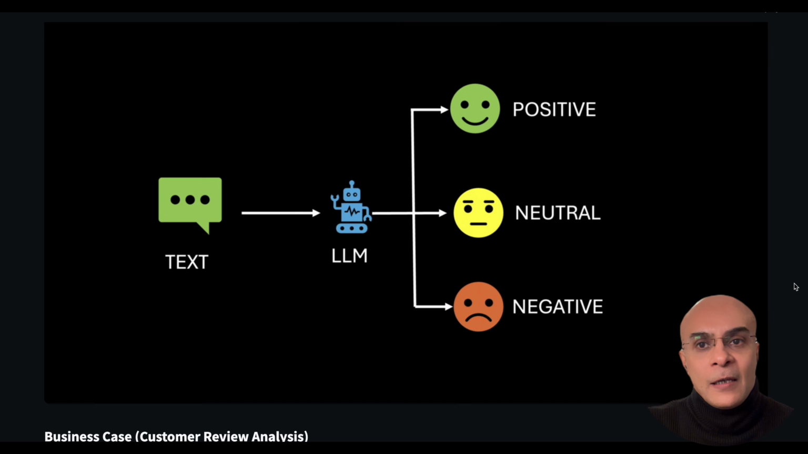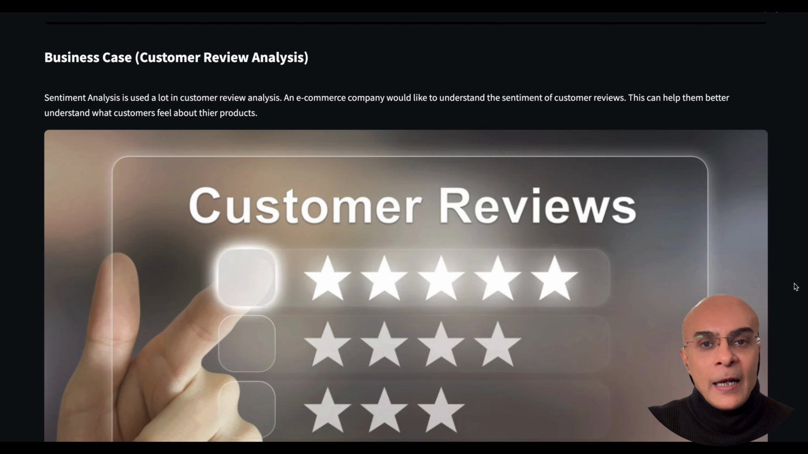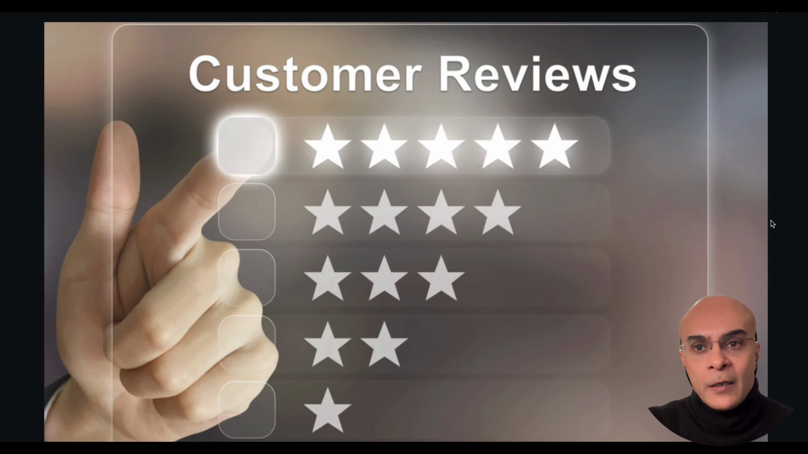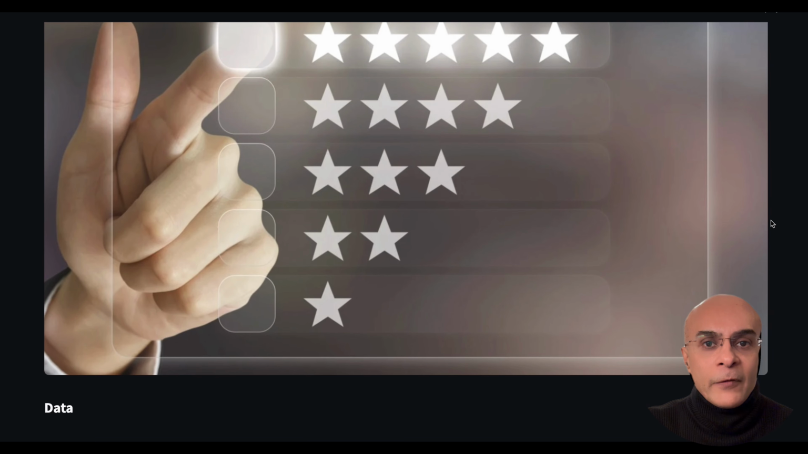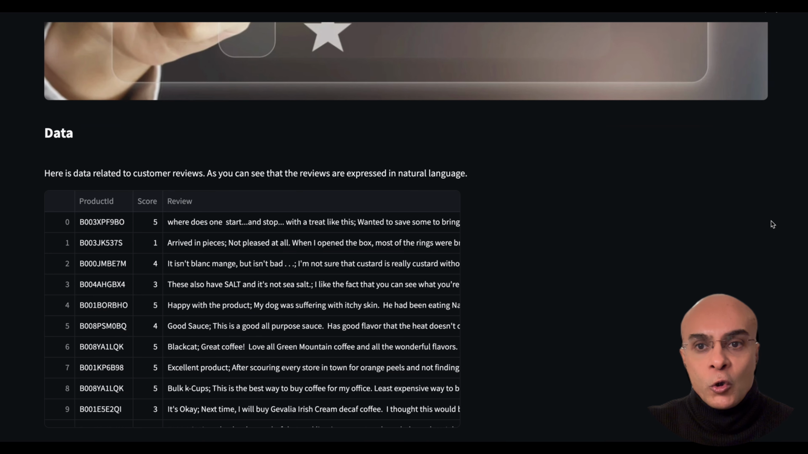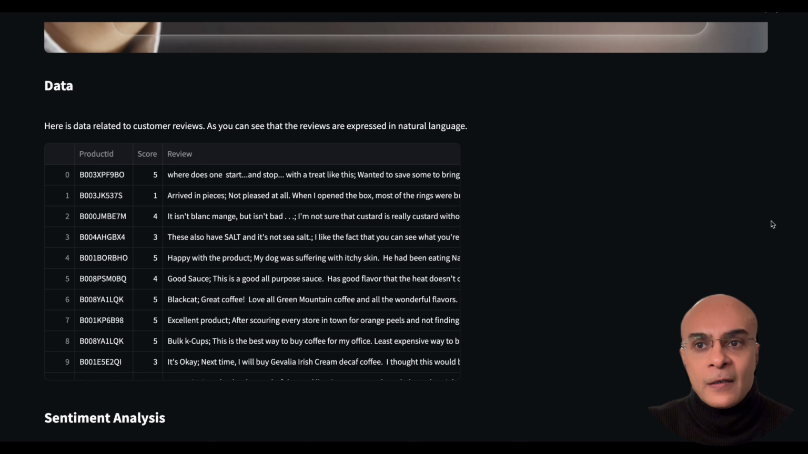The business case I have for you today is analyzing customer reviews. So let's say we have an e-commerce company which would like to understand how the customers feel about their product. And they collect some different customer reviews, and we are going to use a large language model to analyze the sentiment behind these customer reviews. So the data we have is something like this.